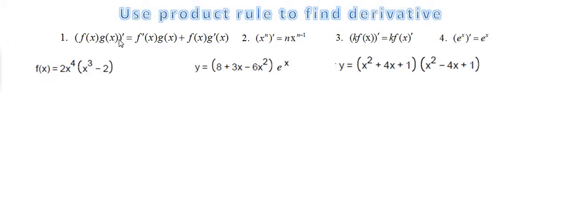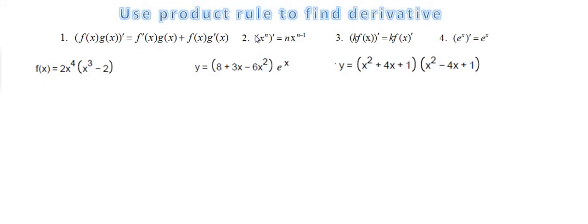Formula 1. The derivative of two functions multiplied together, f(x) times g(x), equals the derivative of the first function times the second function plus the first function times the derivative of the second function. So that is the product rule. Okay, and I also list some other rules that can be used in solving the problems below.